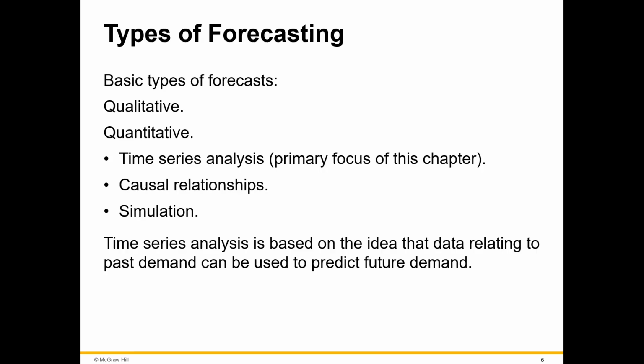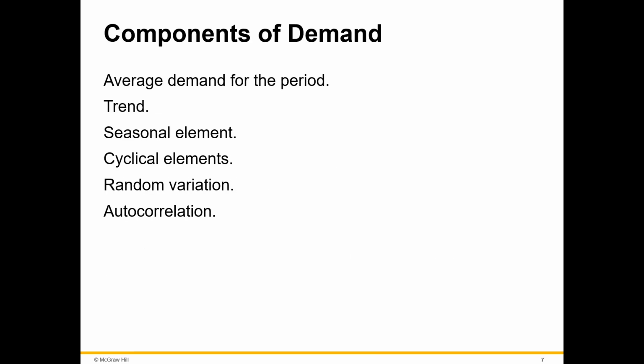So for quantitative, we have time series. So that says I can predict my future based on my past. So across time, there's some consistency there. Causal relationships say things like, well, when it's hotter outside, I sell more ice cream, right? And a simulation says I can kind of include different factors and simulate what those results might look like. Okay, so time series analysis is based on the idea that data relating to past demand can be used to predict future demand. Okay, in our demand, we have these components, right?